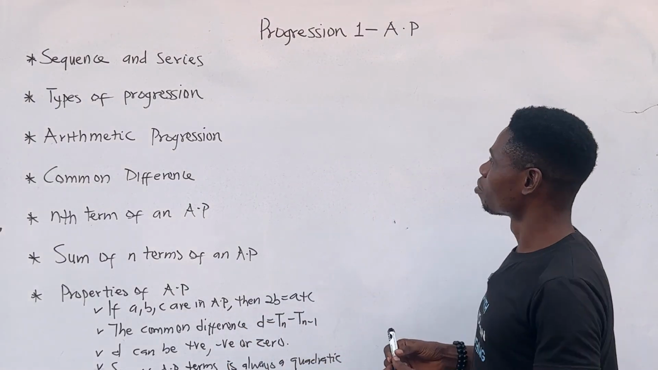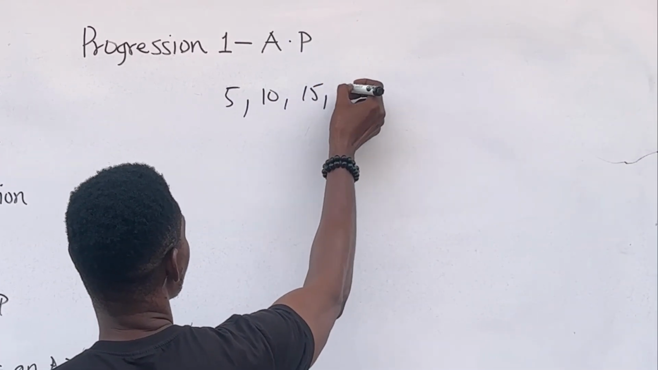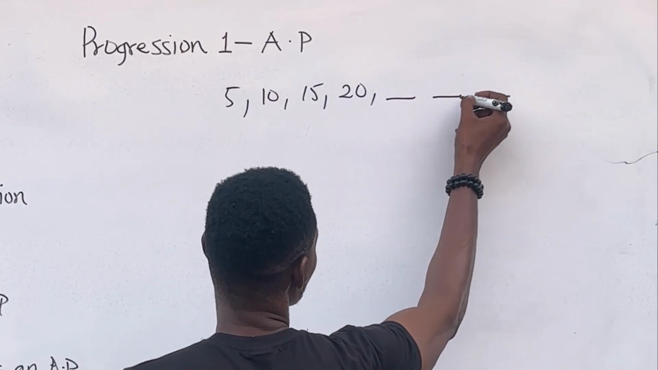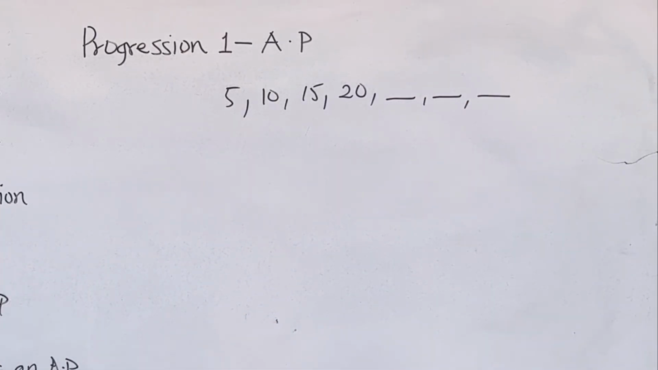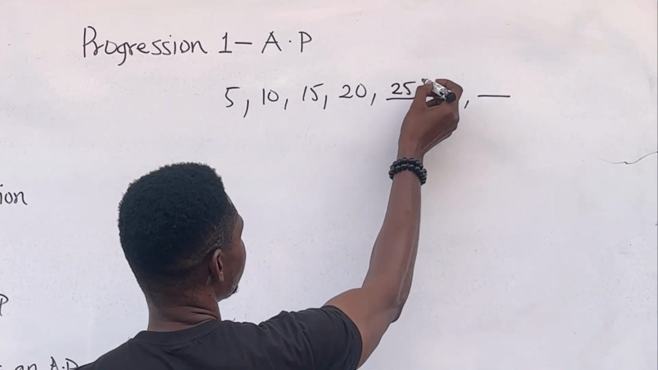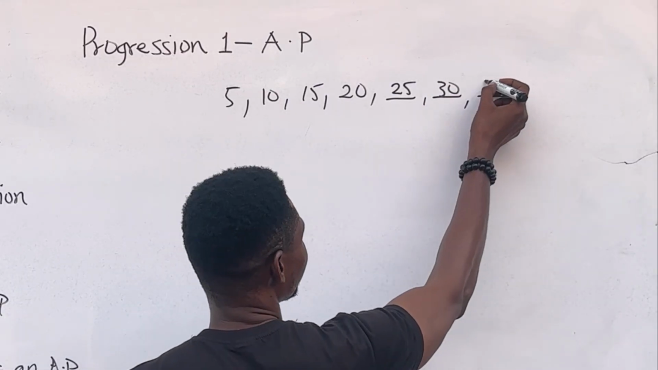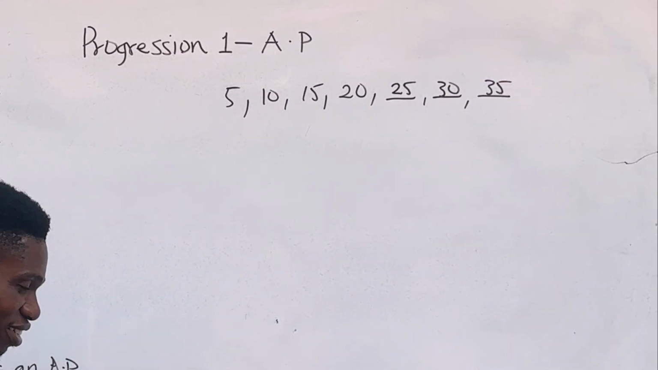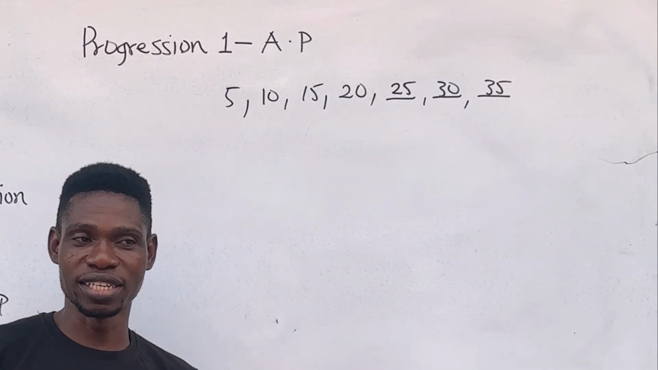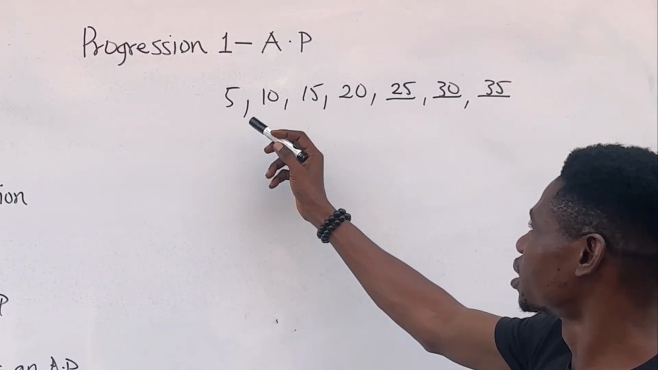Let me give you an example. Let's say we have 5, 10, 15, 20. You can see the pattern, right? The next will be what? Following this pattern, that will be 25, and the next will be 30, and the next, 35. So this is a sequence. What did I say a sequence is? An ordered list of numbers or items. So this is a sequence.